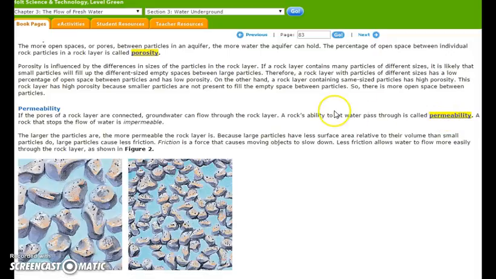Now, it may seem intuitive to say that a more porous rock will also be more permeable. However, this is not always the case. Some rocks are very porous, but not permeable. That is to say, they are porous, but impermeable. Impermeable means that they do not let water pass through. Clay is a good example of something that is impermeable.